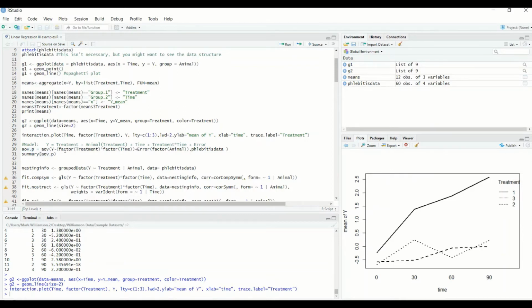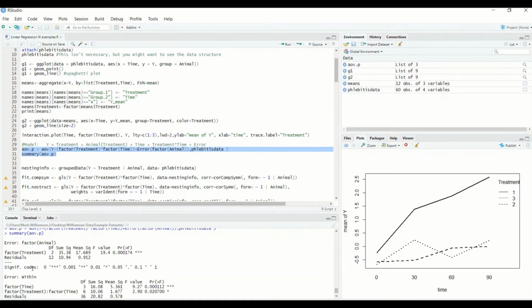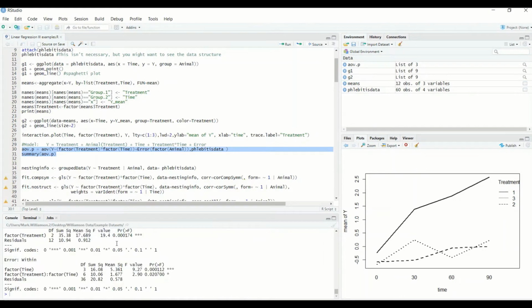And we're going to make sure treatment and time are factored, so R knows them as categories. Then our error is also going to be factored. That's our random effect, each individual animal. We're going to run that. And it looks like both time and the interaction between time and treatment are significant, and treatment is significant. So that's good to know.